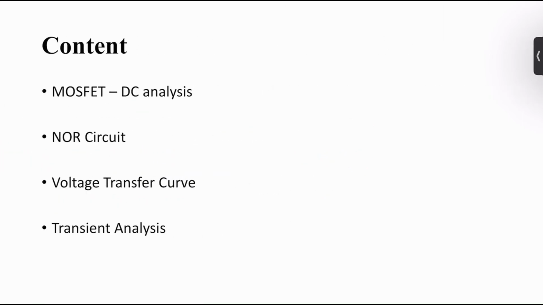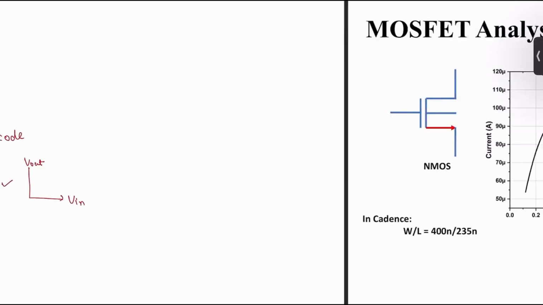In my presentation, I've done the MOSFET, that is NMOS and PMOS, DC analysis. Then we will see the NOR circuit and its code. Then we will see the voltage transfer curve, a graph between Vin and Vout. Then we will see the transient analysis. That's it for my project.